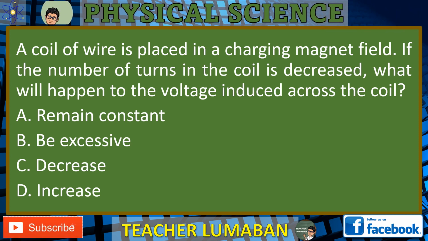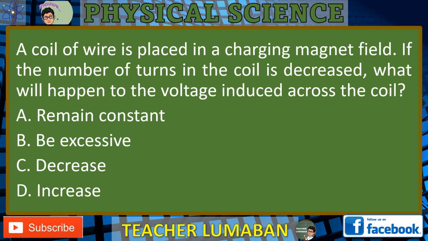If the number of turns in the coil is decreased, the voltage induced across the coil will decrease. Kung ang bilang ng mga pagliko sa coil ay nabawasan, ang boltahe na sapilitan sa buong coil ay bababa. Explanation: the voltage induced in a coil of wire is directly proportional to the number of turns in the coil according to Faraday's law of electromagnetic induction.